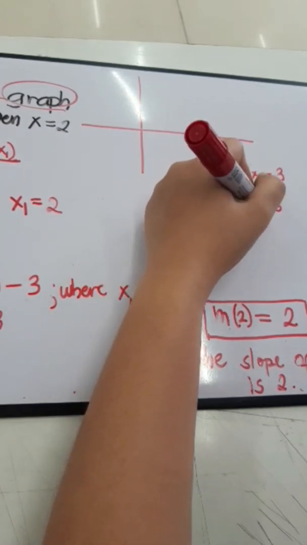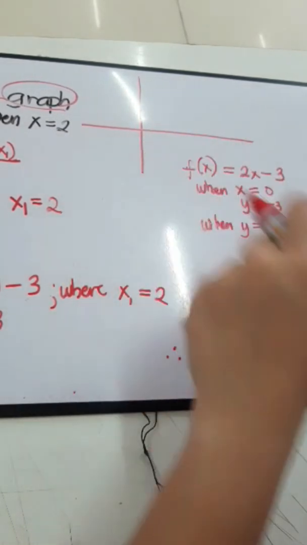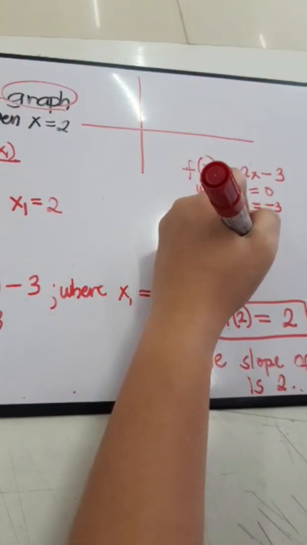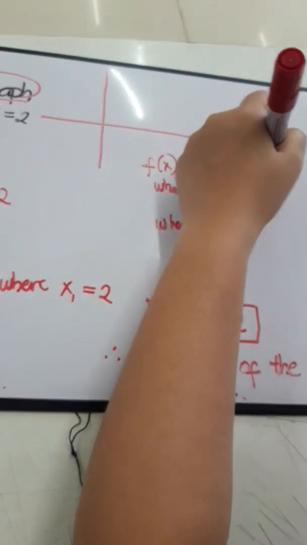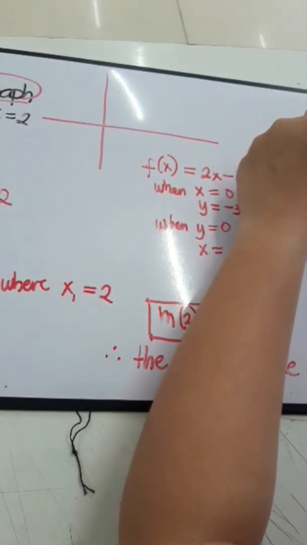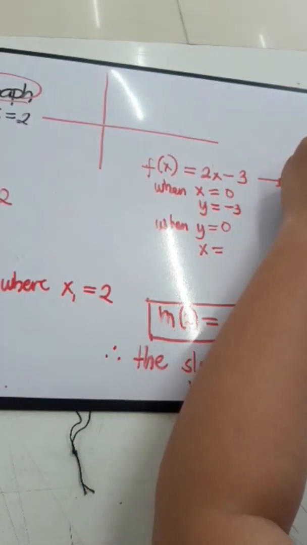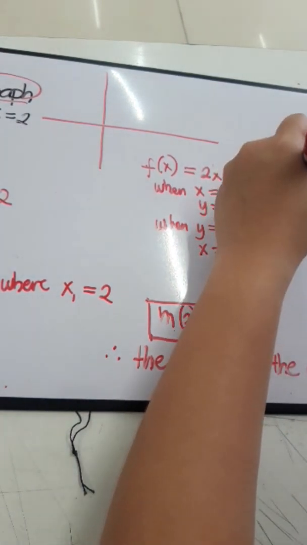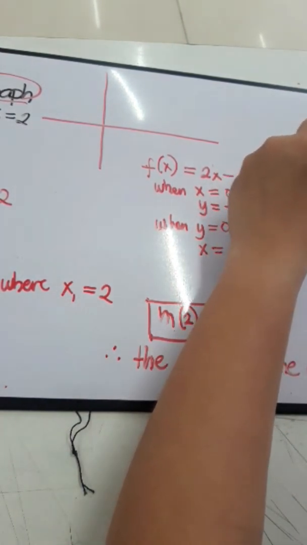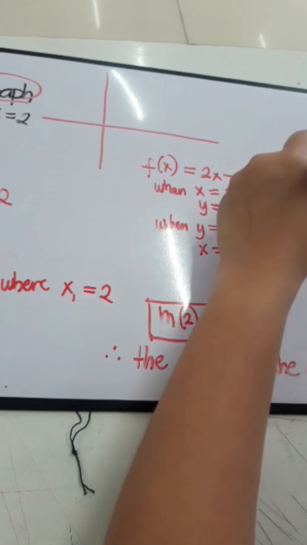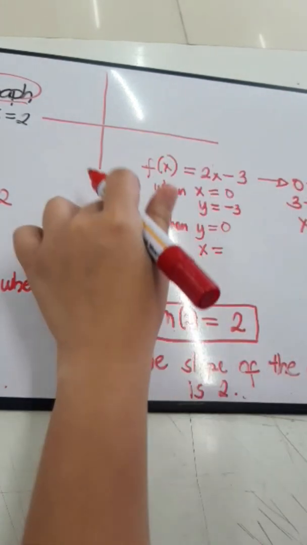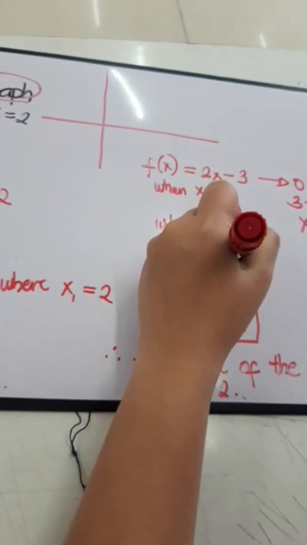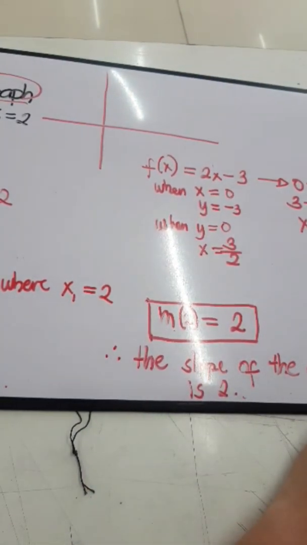When y is equal to 0, the value of our x is found from 0 equal to 2x minus 3. Transpose positive 3 over to the other side, so 3 equals 2x, then x is equal to 3 halves. Okay?